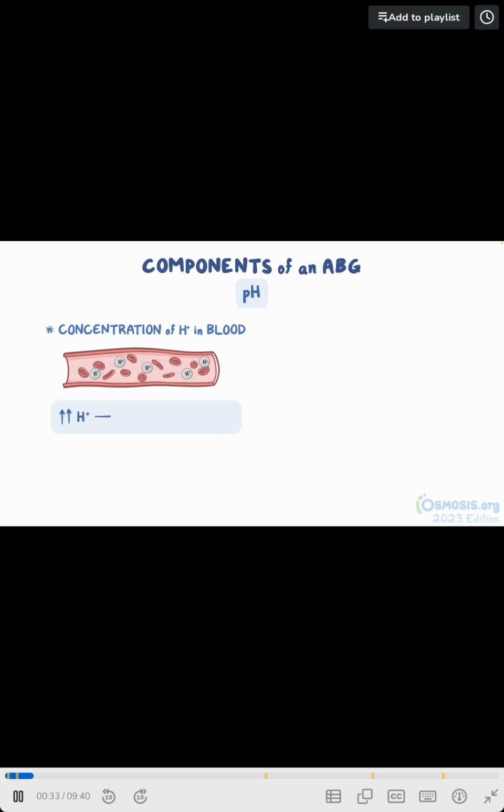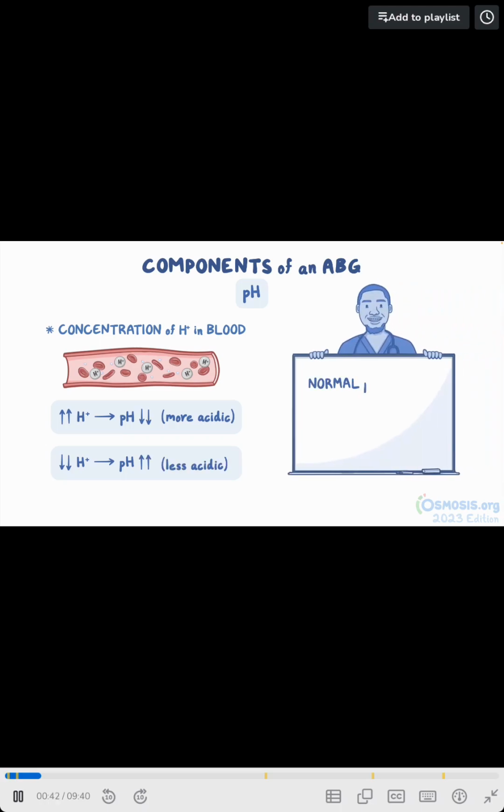First, there's pH, which reflects the concentration of hydrogen ions, or H+, in the blood. There's an inverse relationship between pH and hydrogen, meaning that when there's more hydrogen, the pH decreases and becomes more acidic. And when there's less hydrogen, the pH increases and becomes less acidic. The normal pH ranges from 7.35 to 7.45. If the pH is less than 7.35, it's considered acidosis, while a pH greater than 7.45 is alkalosis.